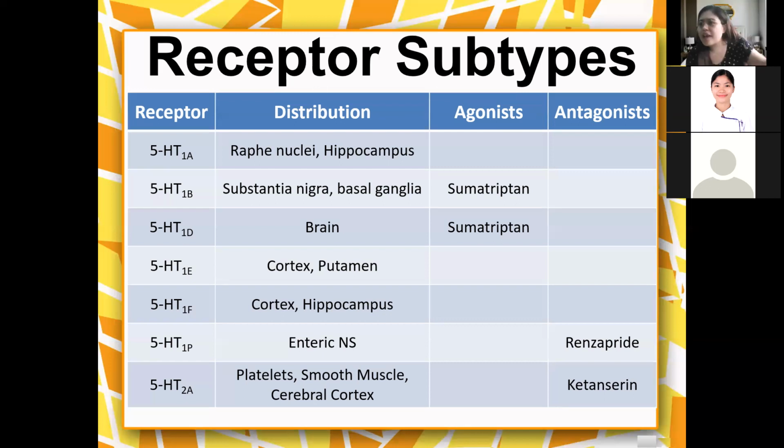Sumatriptan. There were many last time, if you can review our lessons on anti-inflammatory, antipyretic, and analgesic drugs, I already included it there. And then for 5-HT1P, this is found in the stomach, enteric nervous system. We have an antagonist there, the renzapride, though I will discuss them one by one later for those who are not yet familiar. For sumatriptan, I will no longer give a lesson on it, we will just pass through it quickly, just review it quickly. And then for platelets, smooth muscle, and cerebral cortex, 5-HT2A, we have an antagonist there called ketanserin.